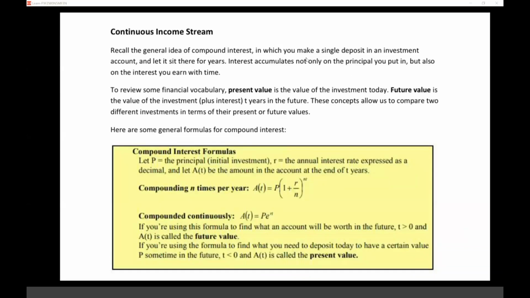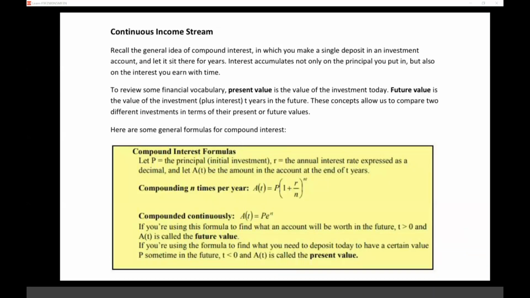Compound interest, if you think about it, if you make a deposit in an investment and you let it sit there, the interest accumulates not only on your original deposit, but on any interest you earn as you roll along. So compounding tends to make the interest grow a lot faster, and that's also true when you're the borrower.